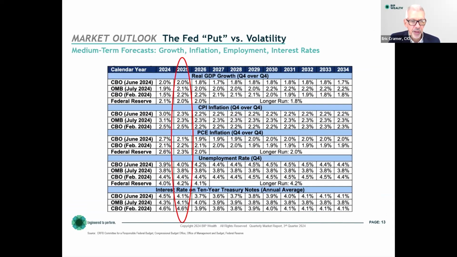Now we're circling 2025, that's next year, and I'm going to show you what the Congressional Budget Office, the Office of Management and Budget, what the Federal Reserve all predict our numbers will be. And so the top row is real GDP growth. And whenever we use the word real in finance, that means over and above the rate of inflation.